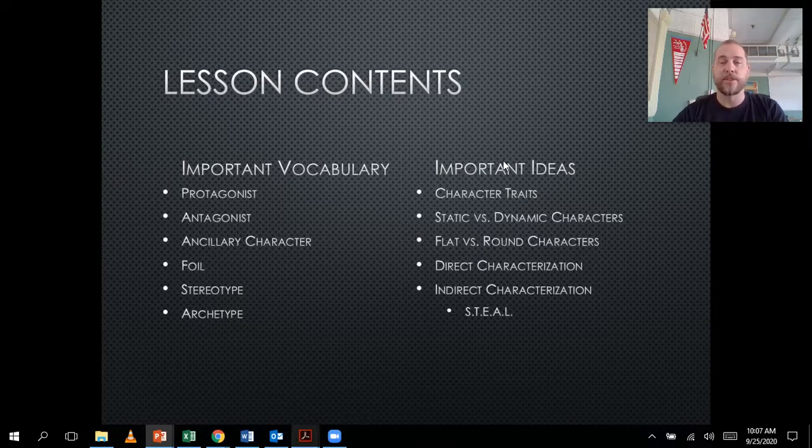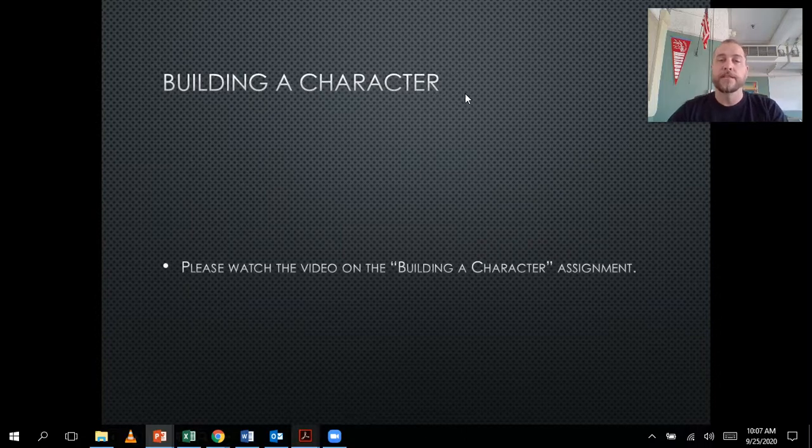Other important ideas that you should know are character traits, static versus dynamic characters, flat versus round characters, direct characterization, and indirect characterization, especially the acronym STEAL. If you don't remember what the acronym STEAL means, I would strongly recommend going back and reviewing it until you have those letters memorized, because they will help you both in your writing and your character analysis of other characters. So let's move on to building our own characters. Let's watch a little bit more of a video on the building the character assignment.